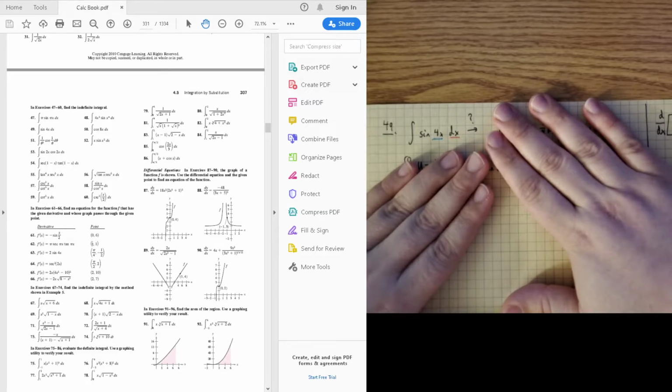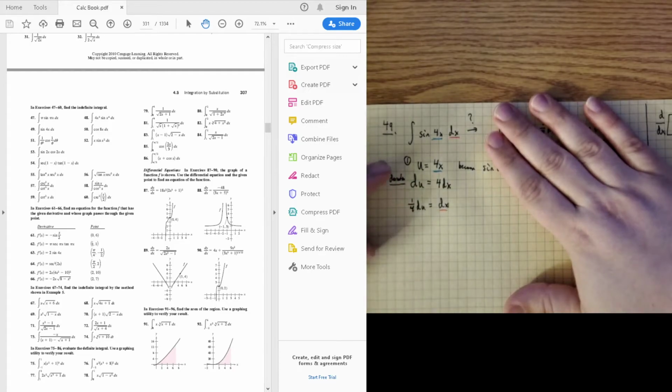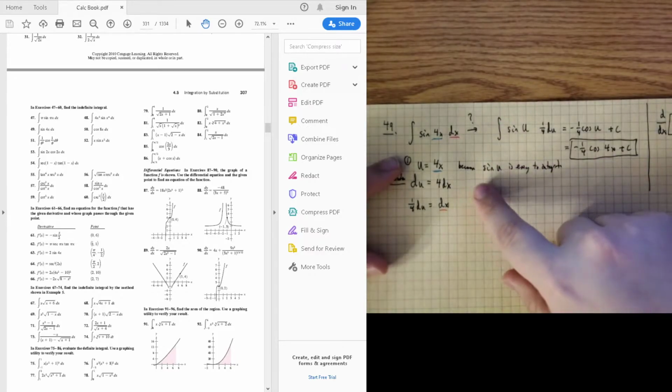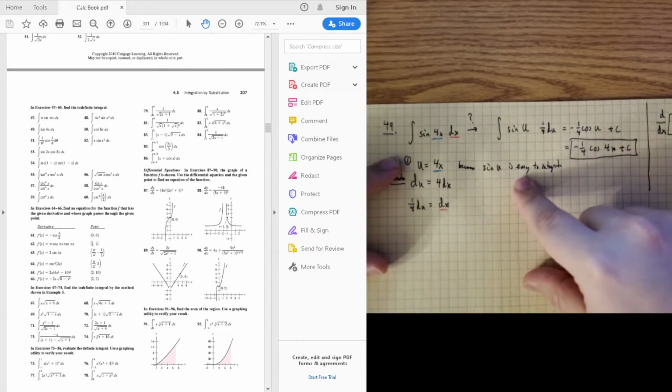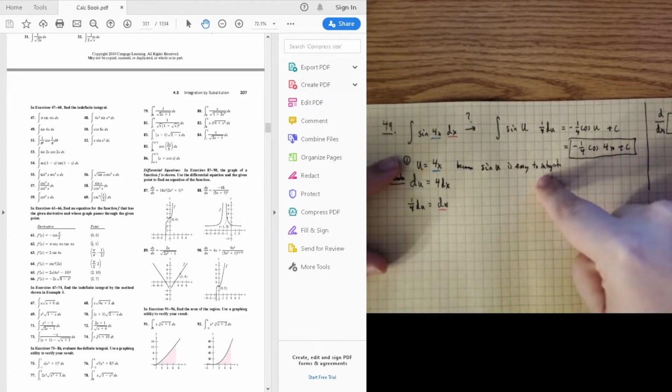So the question becomes, which piece do I want to make my u? Because in this problem, I could make 4x my u, I could make x my u, I could make sine of 4x my u. There are so many things I could do with this problem, because we are left to decide for ourselves what u is going to be. So when you decide, you want to make sure that the result is going to be easy to integrate. That's key. The result needs to be easy to integrate.